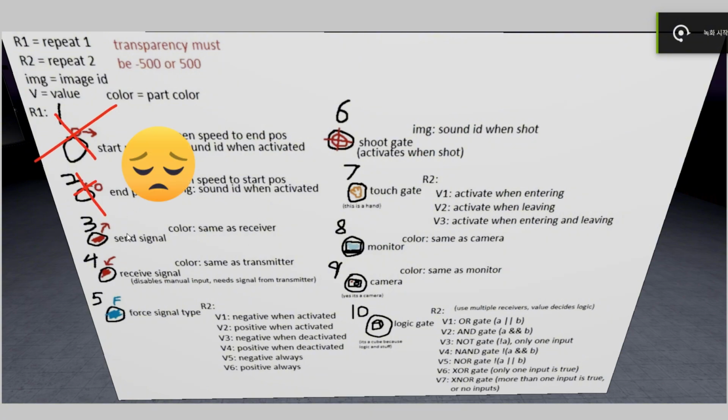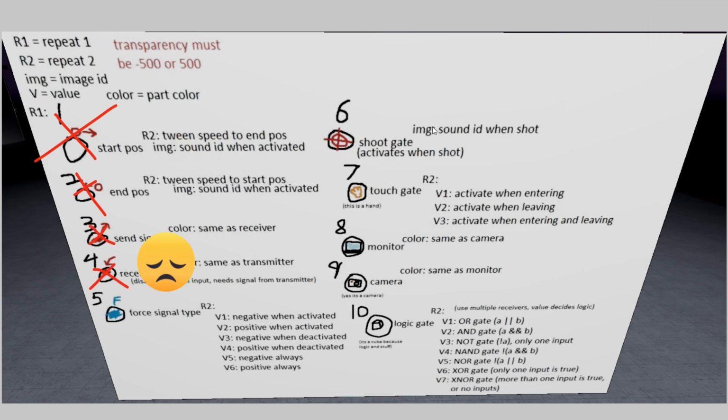However, functions 1 and 2 obviously can't do that. Functions 3 and 4, which only send and receive signals, also can't interrupt them. Shoot gates and touch gates are not capable of cutting signals either, and the same goes for monitors and cameras. We already confirmed that the logic gates we tested earlier also cannot fully block the signal. So the answer is clear. Only function 5, force, can interrupt the signal.